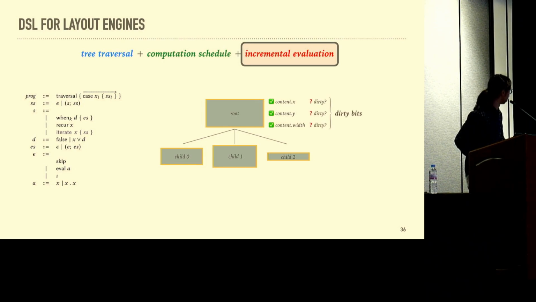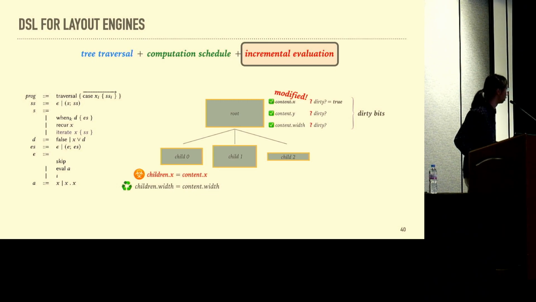So we have a set of dirty bits. And to see how dirty bits work, let's imagine that the user has modified the first attribute, and its dirty bit is going to be marked to be true. Now, there are some attributes that depend on the attribute that the user just modified, right? So content.x was marked dirty, so this dirtiness will propagate to all the dependent attributes. However, there are also attributes that are not dependent on the things that have been changed. So the engine can reuse those values because they're still up to date.